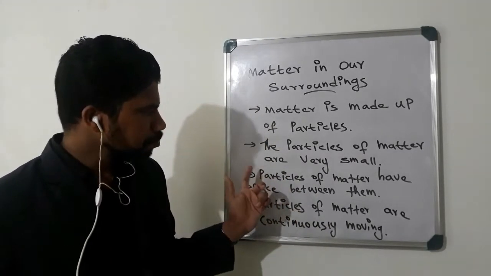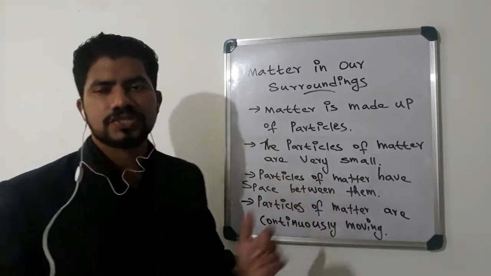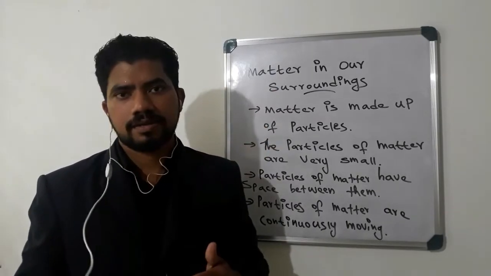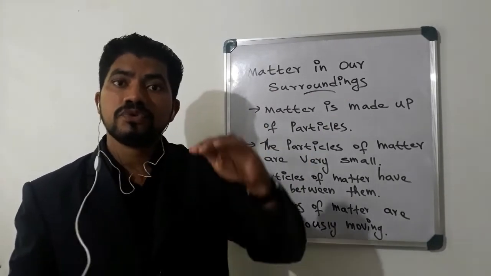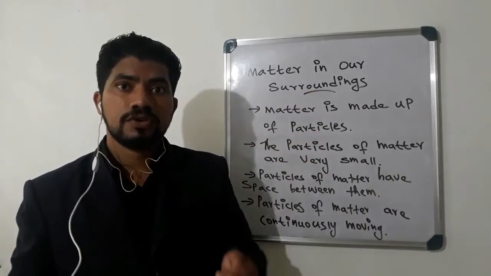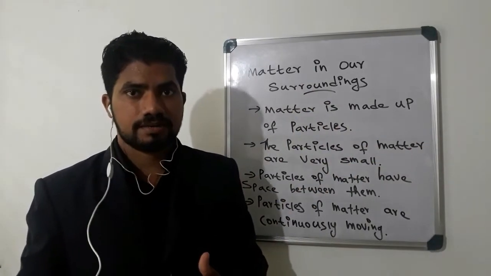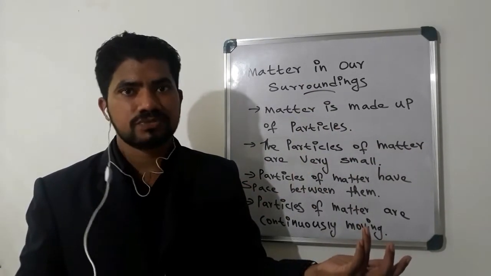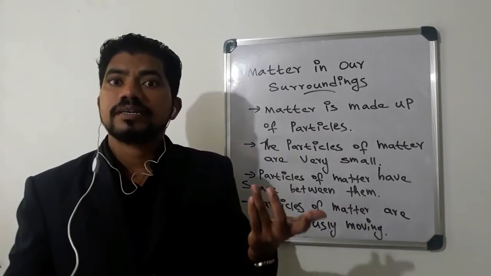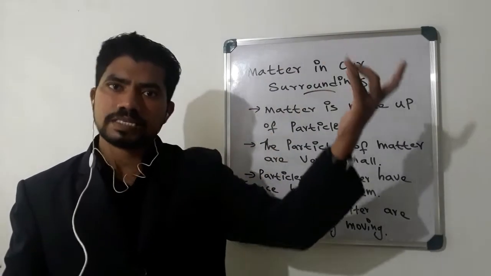And the next characteristic, particles of matter have space between them. Can you see air? Actually we cannot see air, but we can feel air. If you move your hand very fast, you can feel it. If you switch on a fan, you can feel the presence of air. The movement of air is known as wind. So, air has a mass, but in the air, the particles have more freedom, more space.